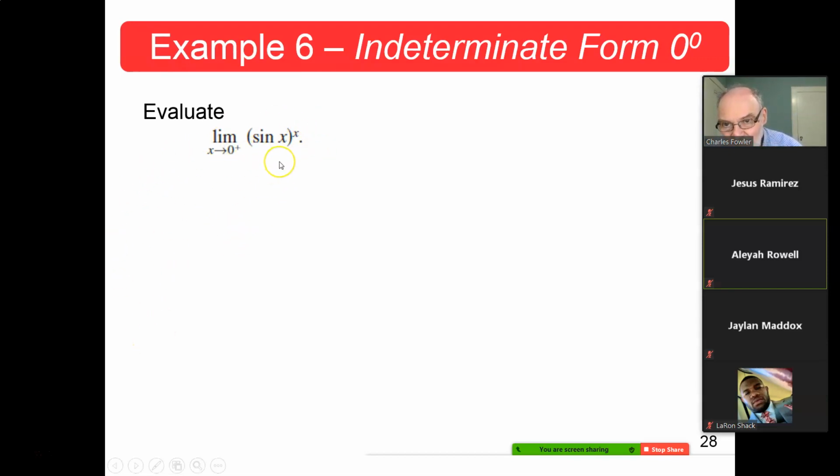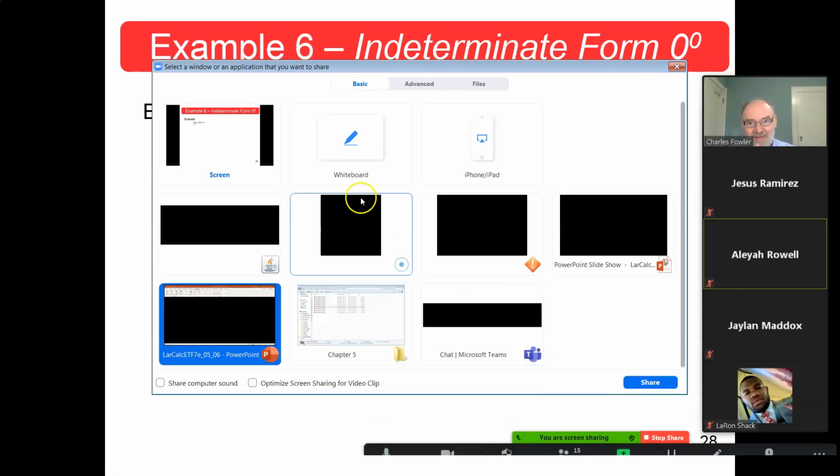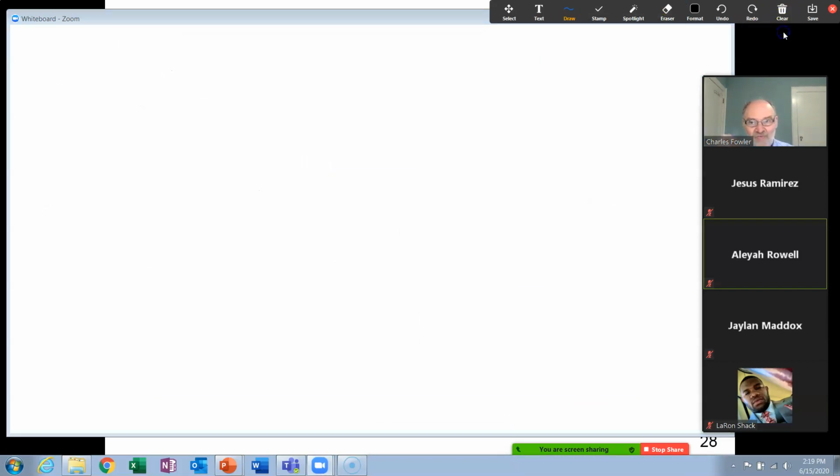About the only way to do this is take a log, because you're raising a variable base to a variable power. So I think we have to go back to, now this is where it might take a long time, because I can't do this without the whiteboard, I don't think. So let's clear my drawing so far and go back to it.